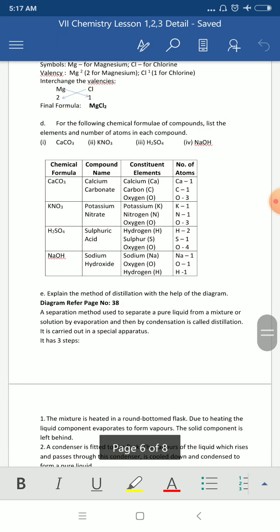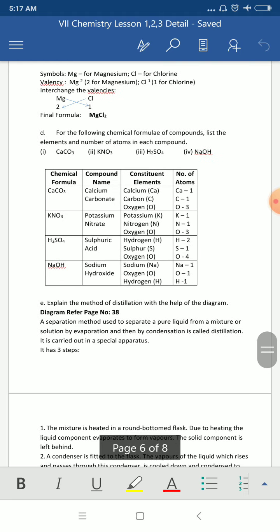Okay. Now, this type of questions are easy to score marks. Okay. So you can concentrate more on this type of questions. Now, for the following chemical compounds, you have to list the number of atoms. So, chemical formula they have given. You have to write the compound name. Okay. Then the constituent elements and the number of atoms. Calcium, CaCO3.